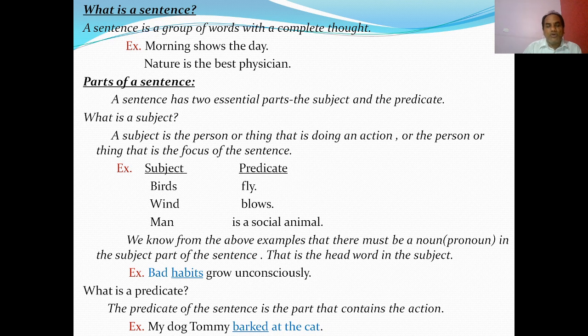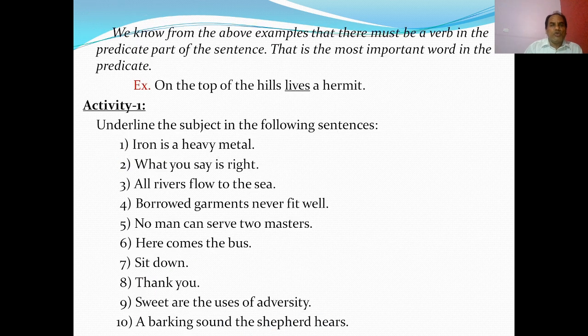And we know in the predicate there must be a verb. That is the most important word in the predicate part of a sentence. So let us discuss. We know from the above examples that there must be a verb in the predicate part of a sentence, and that is the most important word in the predicate.